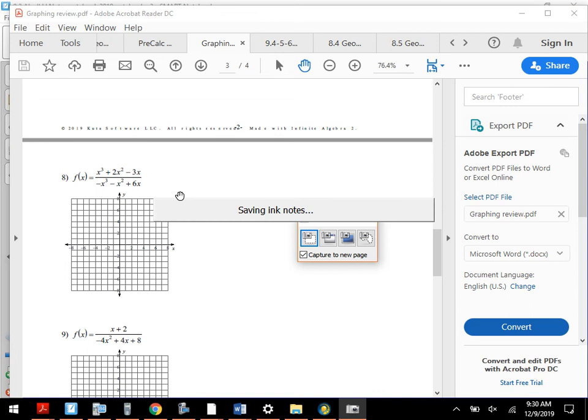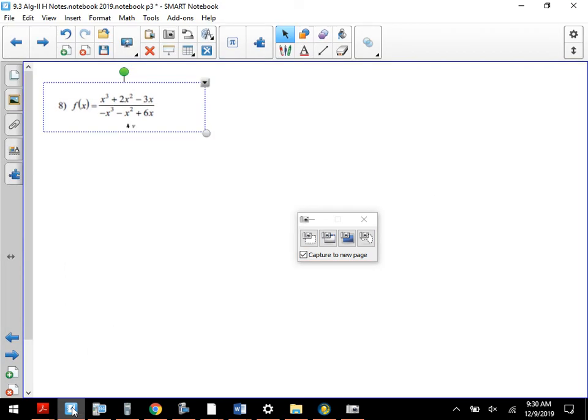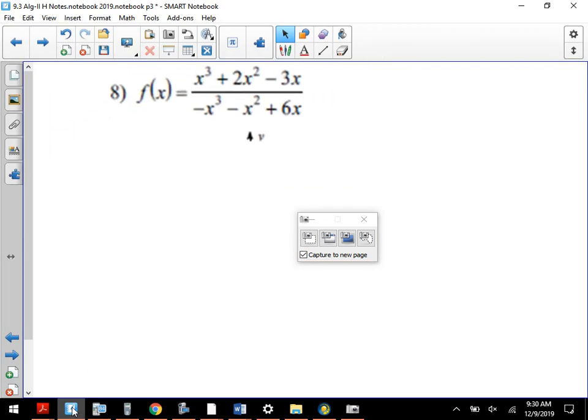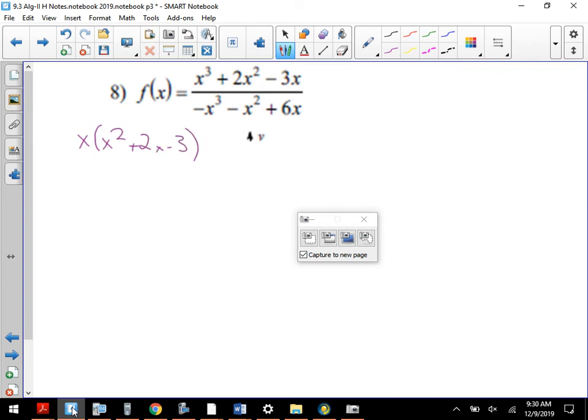Remember, as you're going through these things, there's certain scenarios that you always want to follow. You always want to follow the same pattern. First thing you want to do, always, is get your x-intercepts. To get your x-intercepts, you always factor your numerator. If I factor out my numerator, I get x, and then an x squared plus 2x minus 3, which means my terms will be x plus 3, x minus 1. So my x-intercepts will be at 0, -3, and 1.